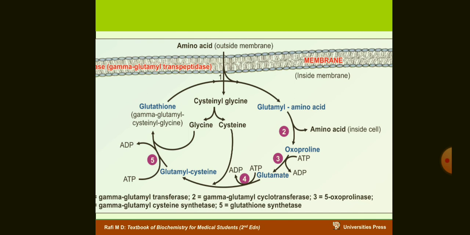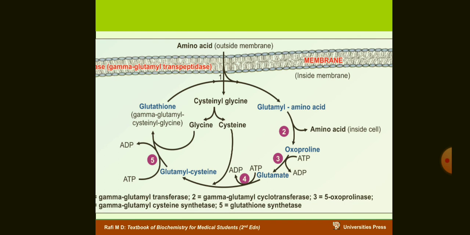This cysteine glycine is then hydrolyzed into glycine plus cysteine. The cysteine and glycine are then reutilized by the cycle. The amino acid which comes inside the cell as glutamyl amino acid is hydrolyzed. It gives amino acid to the cytoplasm, and the other product formed from gamma glutamyl amino acid is oxoproline.